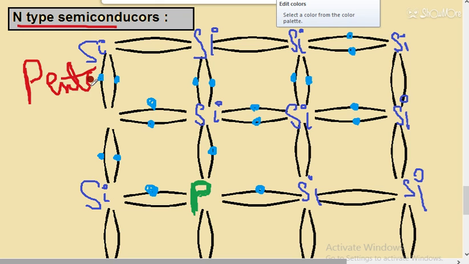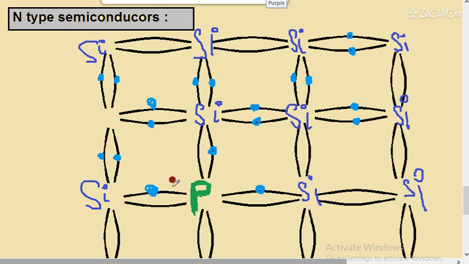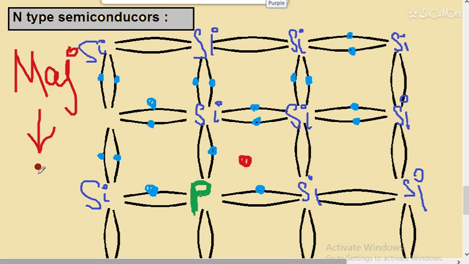Pentavalent impurity is added to get the n type of semiconductor. So these are the points that you have to remember. And one more thing is that in n type semiconductor the majority carriers are... majority means, students, those that are more. So majority carriers are electrons, the extra electrons of the pentavalent phosphorus. So majority carriers are electrons in the n type semiconductor.